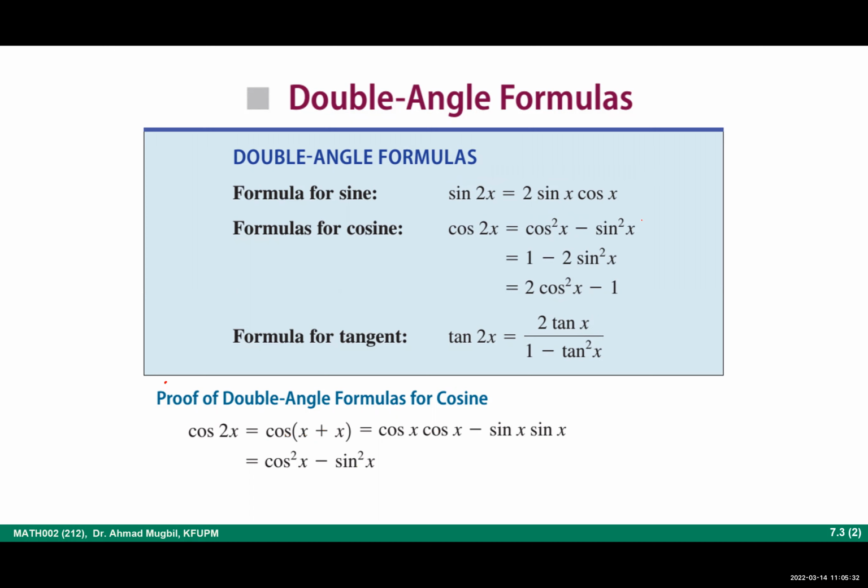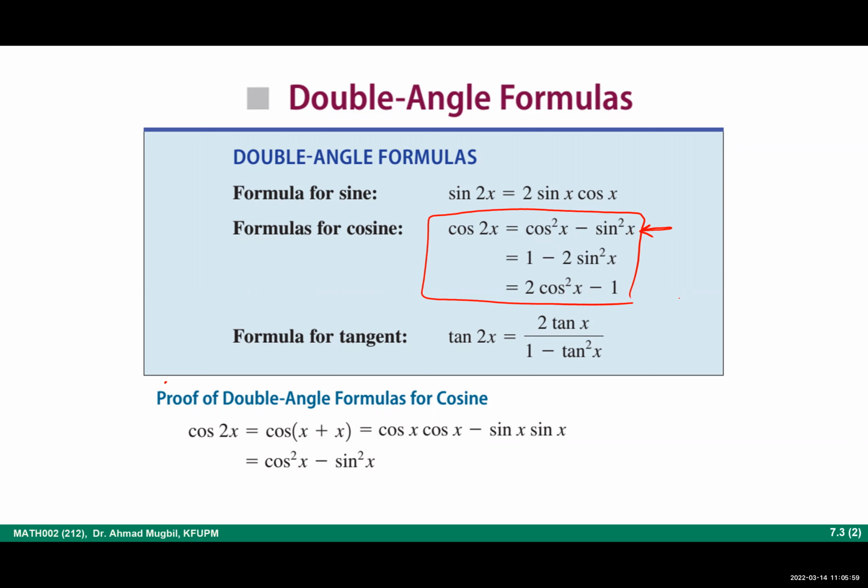What is good about the cosine double angle formula? Maybe some of you found it not good, but you can write it in terms of sine only or in terms of cosine only. Here it is in terms of both, right? We have cosine and sine. But you can write it in terms of sine only and in terms of cosine only. So we have 3 formulas, in fact. They are equivalent, and they can be obtained from each other easily.